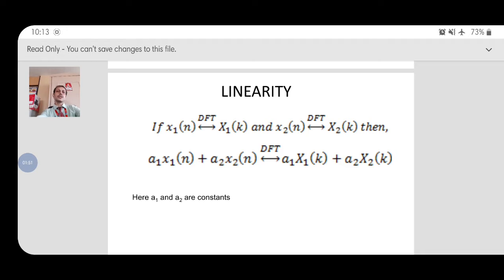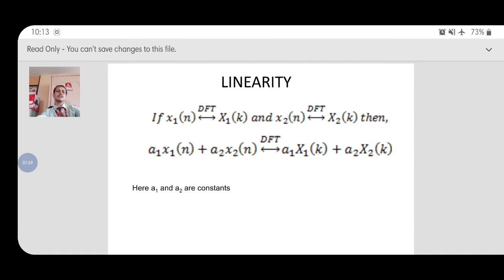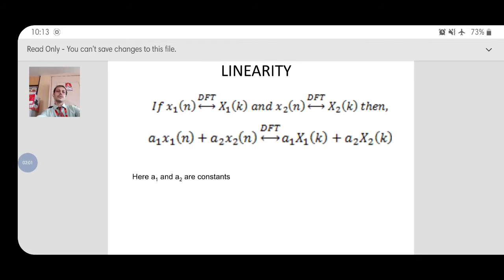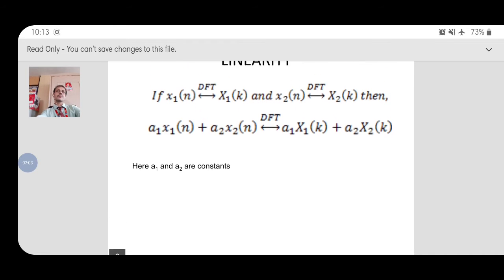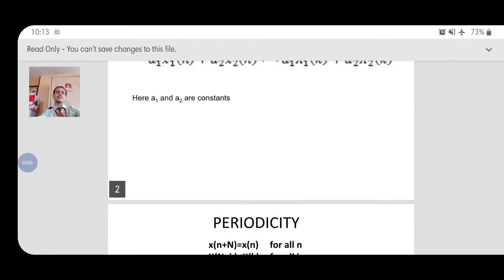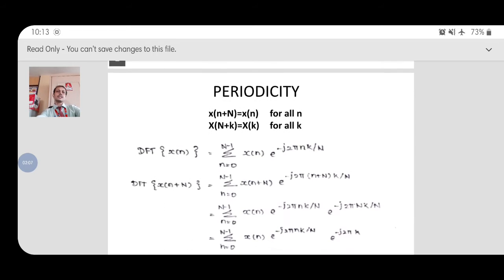Here we are considering two signals x1 of n and x2 of n. Then a1 x1 of n plus a2 x2 of n has the DFT a1 x1 of k plus a2 x2 of k. This is the first property. And the second one is periodicity.